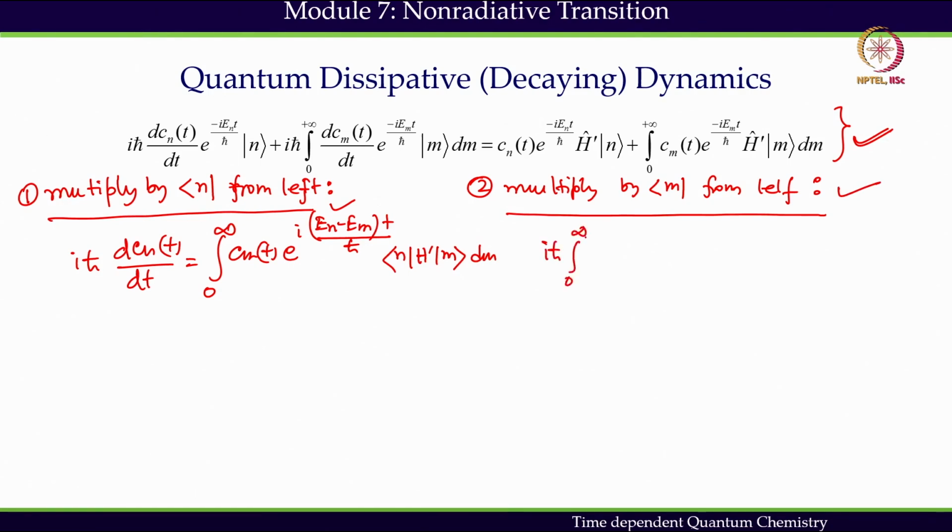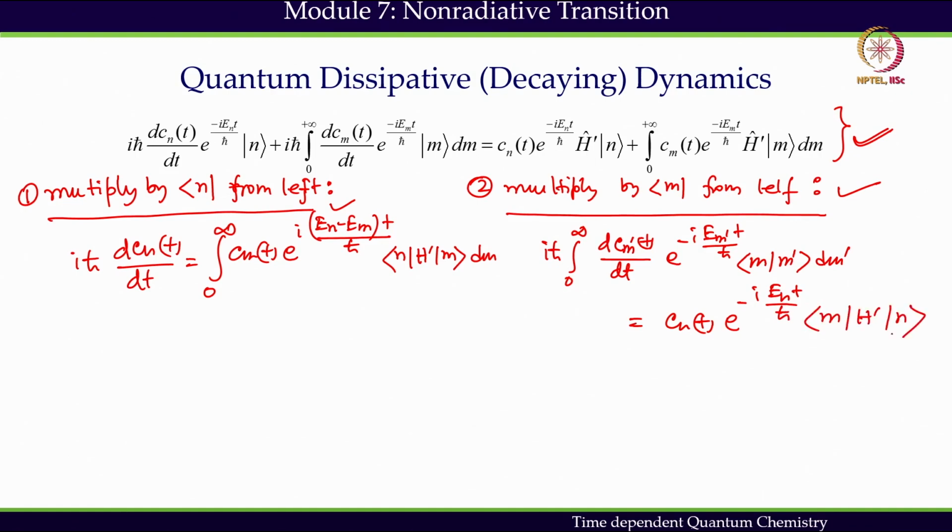And if I multiply by m, then I get the following equation: i h cut integral from 0 to infinity of dCm dash/dt e to the power minus i Em dash t by h cut, H dash m m dash dm dash, equals Cn(t) e to the power minus i En t by h cut H dash mn. That's the equation we get.